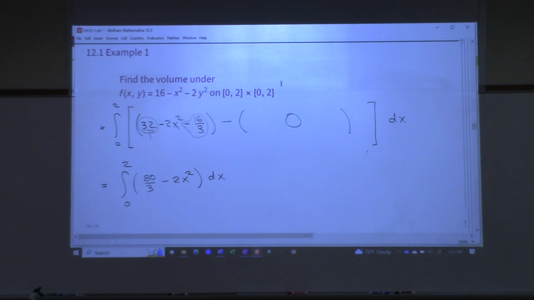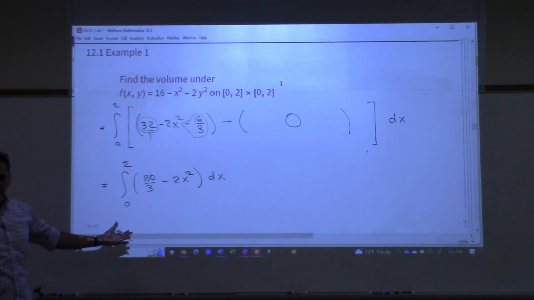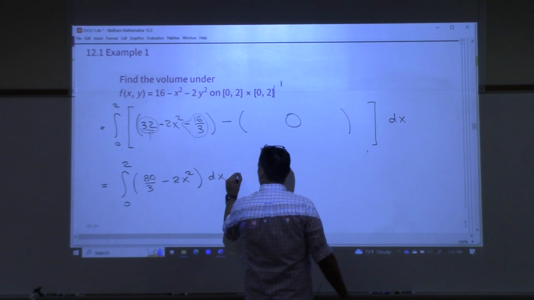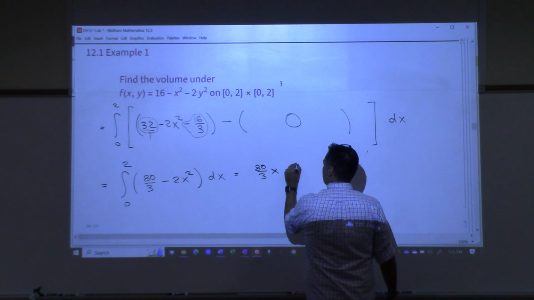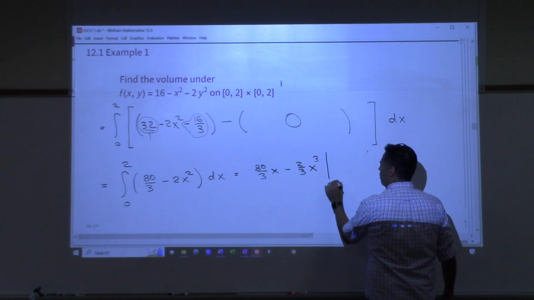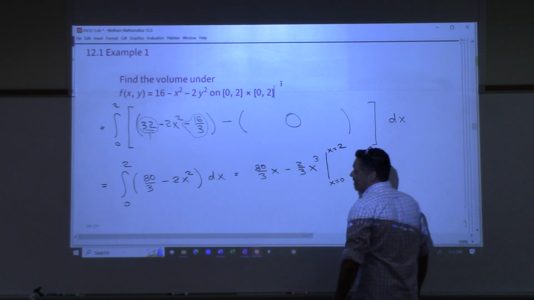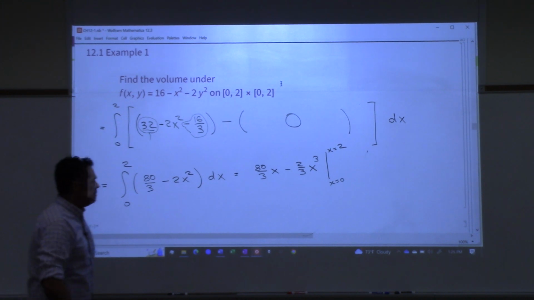We're back in Cal 2 now, right? Aren't we back in Cal 2? Yeah. So now we just find the antiderivative of this and we're in business. So the antiderivative there would be 80 over 3 x minus 2/3 x cubed. And then the evaluation bar, x equals 0, x equals 2. I really don't need x equals 0, x equals 2, because there's only one variable here, right? But I'm going to start to be consistent with this. Any questions? Just plug in now.